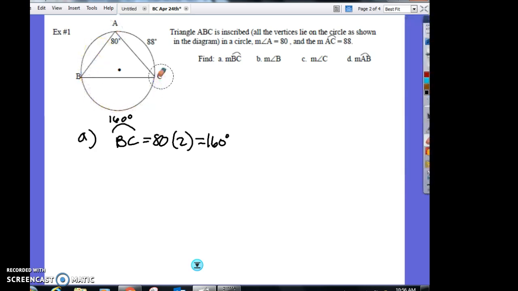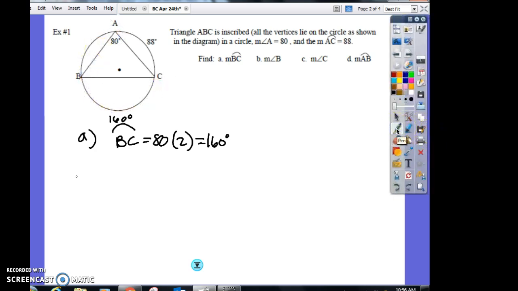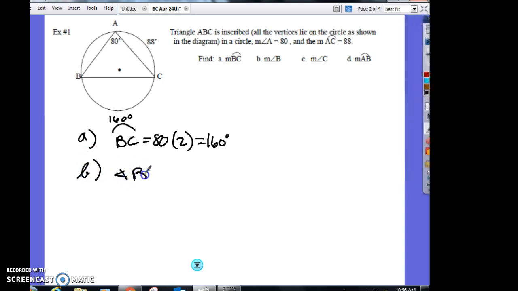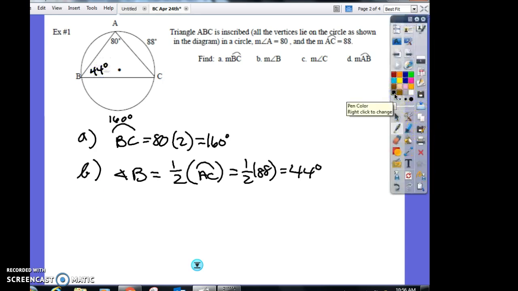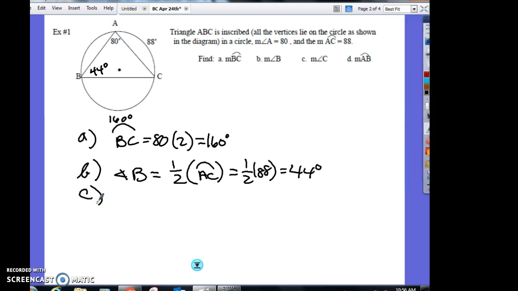All right, next on the table, we got angle B. So take a look right now at your diagram. You'll notice angle B, the vertex is on the circle, which makes it inscribed. So I know it's going to be half of some arc. What arc? Well, I find where it's drawn to, and it looks like it's drawn to arc AC, which has a measure of 88 degrees. So angle B will be 44 degrees.